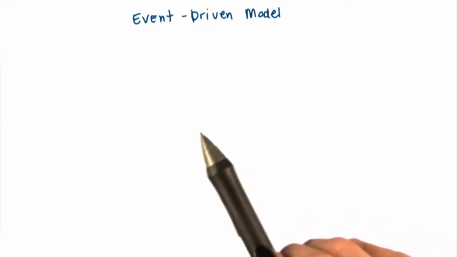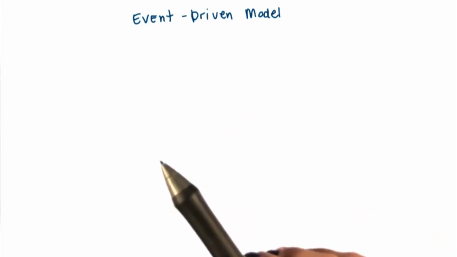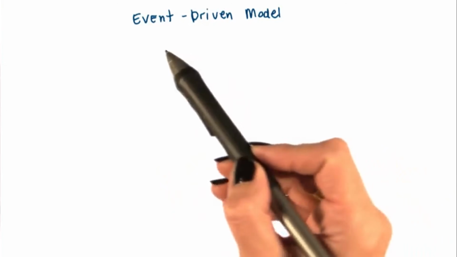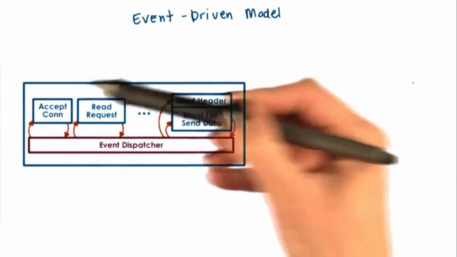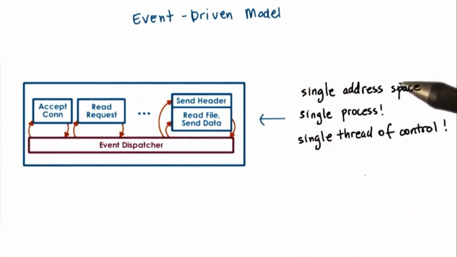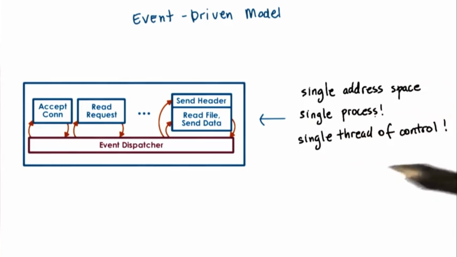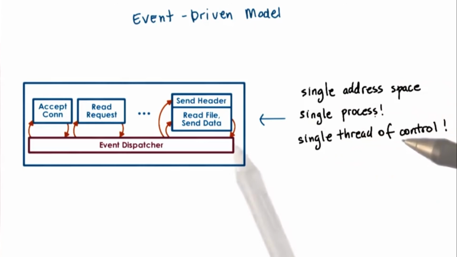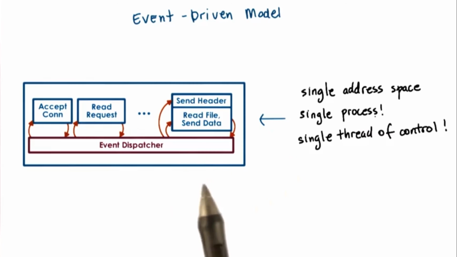Now let's talk about an alternative model for structuring server applications that perform concurrent processing. The model we'll talk about is called the event-driven model. An event-driven application can be characterized as follows. The application is implemented in a single address space. There is basically only a single process and a single thread of control. Here is the illustration of this model, and this is taken from Vivek Pai's Flash paper as well.